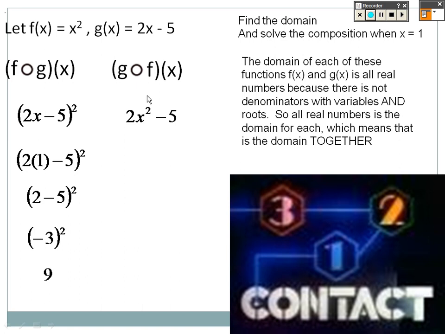Once again, the domains for both of these are going to be negative infinity to infinity, because there are no roots and there are no fractions with x's in the denominator. Plug in a 1. 1 squared is 1. 2 times 1 is 2. 2 minus 5 is negative 3. That's my answer.